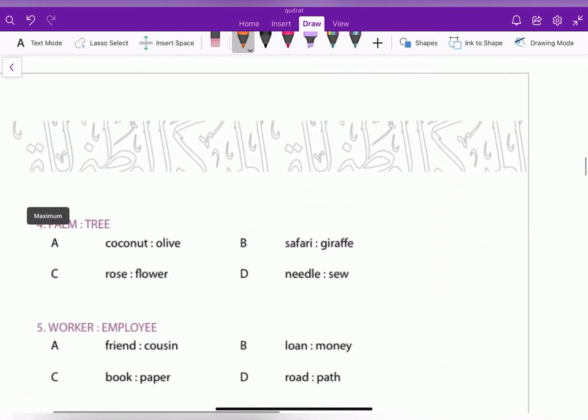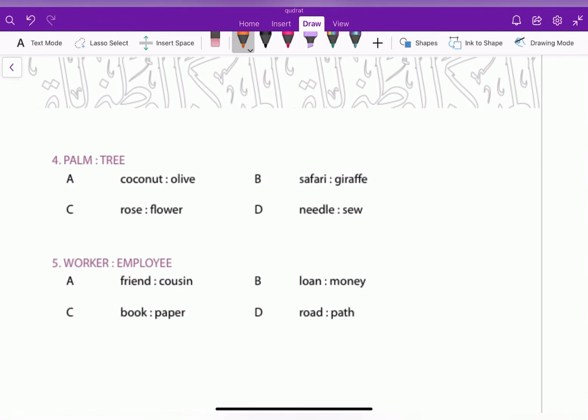Okay, now let's move on to question number 4. Question number 4 says palm, tree. Okay, so it's basically kind of like one word, so we're basically looking for something that makes sense in a one word setting. So coconut, olive. Could that make sense? Yes, it could, but in this matter, it does not relate to palm and tree.